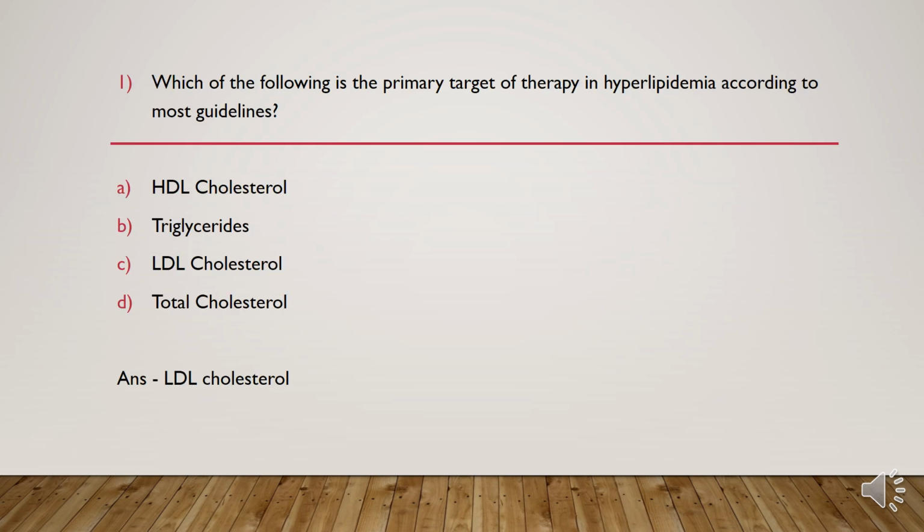First question: which of the following is the primary target of therapy in hyperlipidemia according to most guidelines? Options are HDL cholesterol, triglycerides, LDL cholesterol, and total cholesterol. So the answer will be LDL cholesterol, just because हम उसे bad cholesterol भी कहते हैं. It plays the biggest role in atherosclerosis. It reduces the risk of heart attacks and strokes. HDL and triglycerides are also important, but they are the secondary targets.